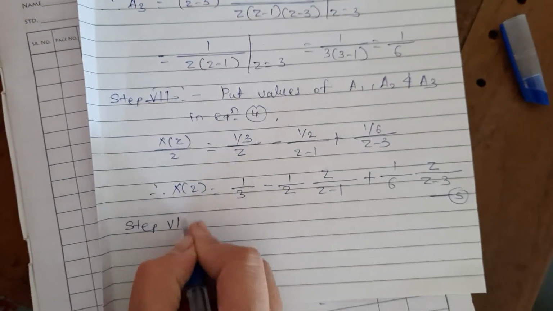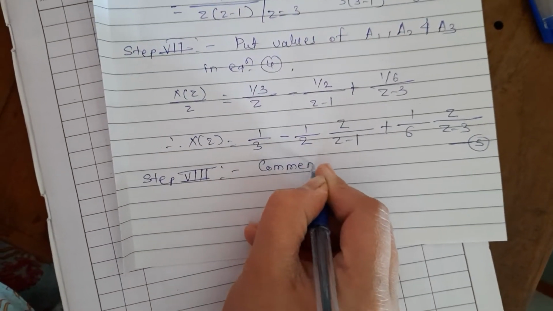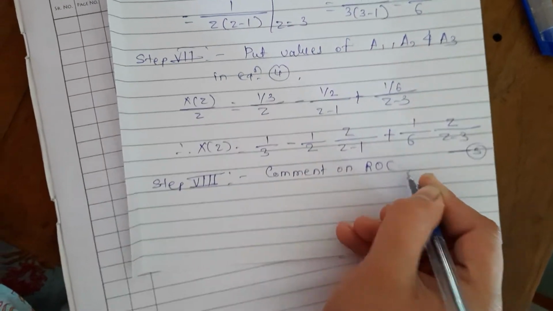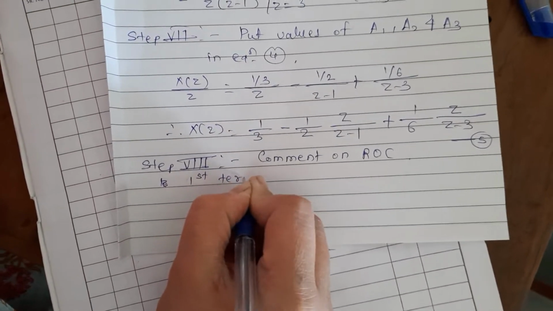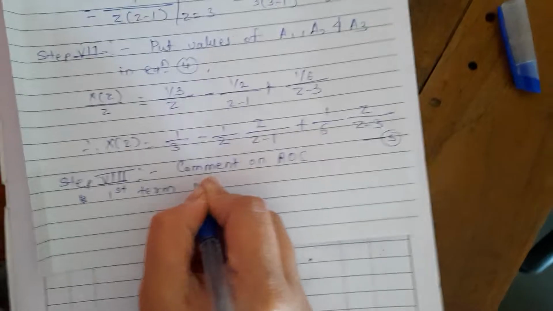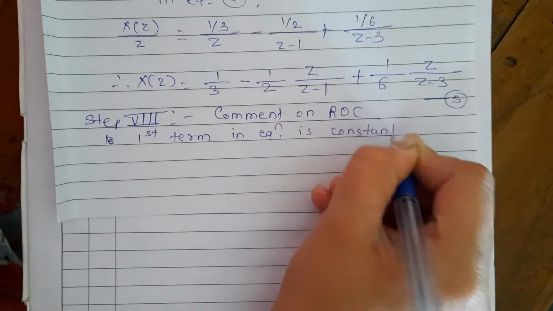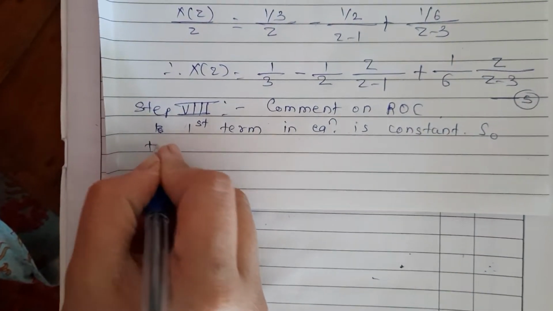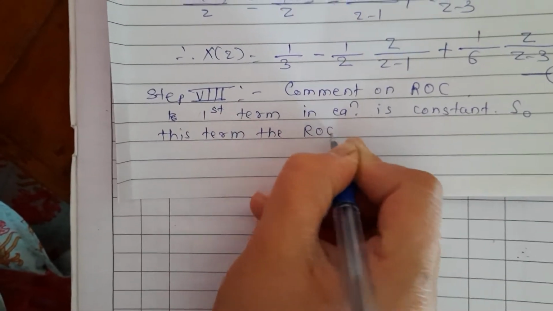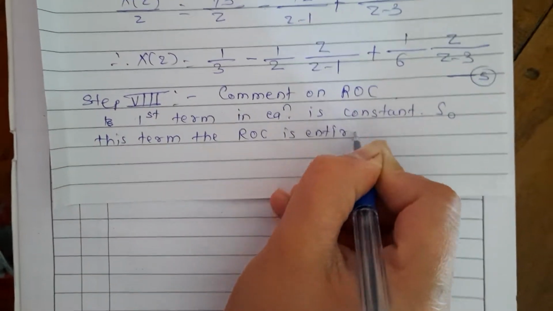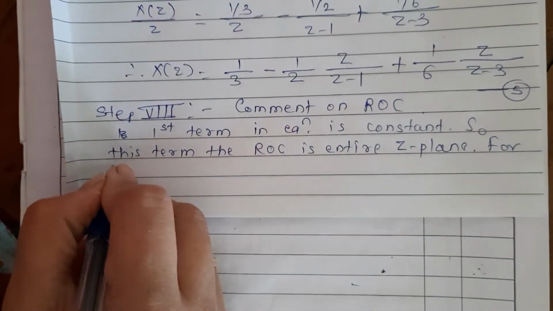This is step 7, this is step 8, comment on ROC. So here we have to write the comment on ROC. Now the first term in the equation is constant. So for this term the ROC is the entire z plane.